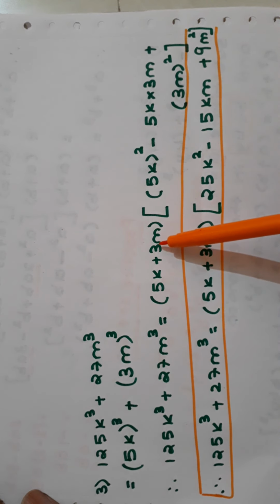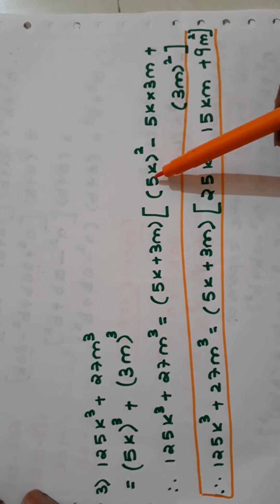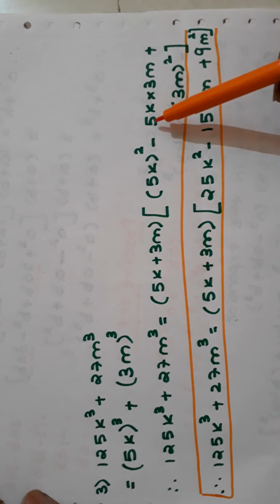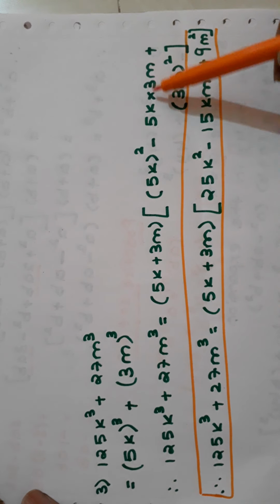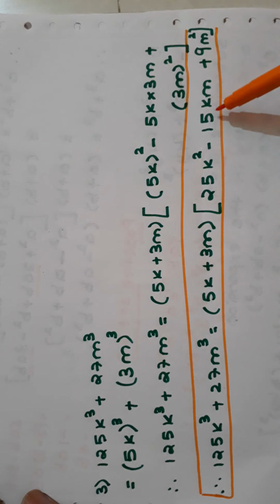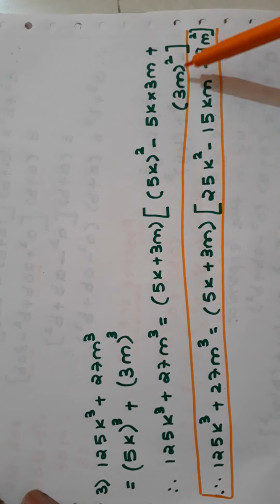Then 5k plus 3m, both are unlike terms, so we cannot add the unlike terms, we keep it as it is, and use law of indices for (5k) the whole square. 5 square is 25, k square, minus, now here it is multiplication of unlike terms. Multiply the coefficients, 5 into 3 is 15 and keep the variable as it is, plus law of indices, 3 square is 9, m square.